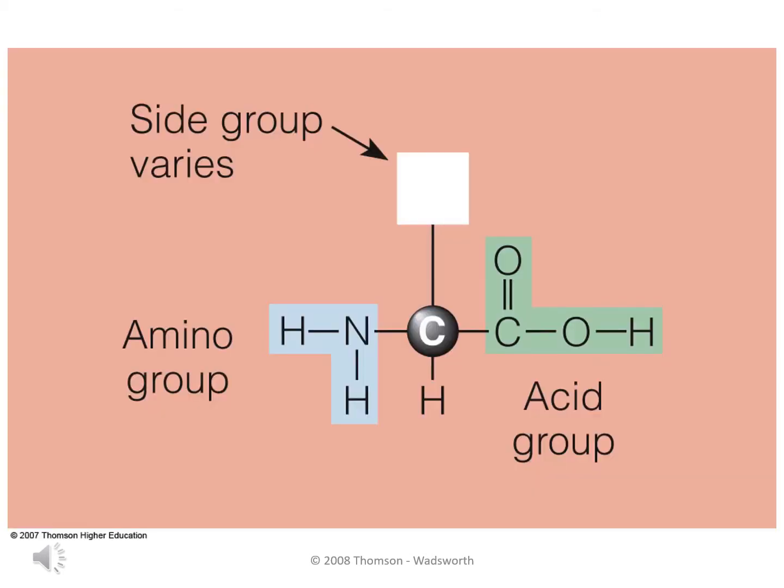Here you can see the typical amino acid structure. All amino acids have that central carbon with an amino group attached, an acid group, as well as a hydrogen. Then there is also that critical side group. And remember, it's that side group that's unique that actually differentiates one amino acid from another.